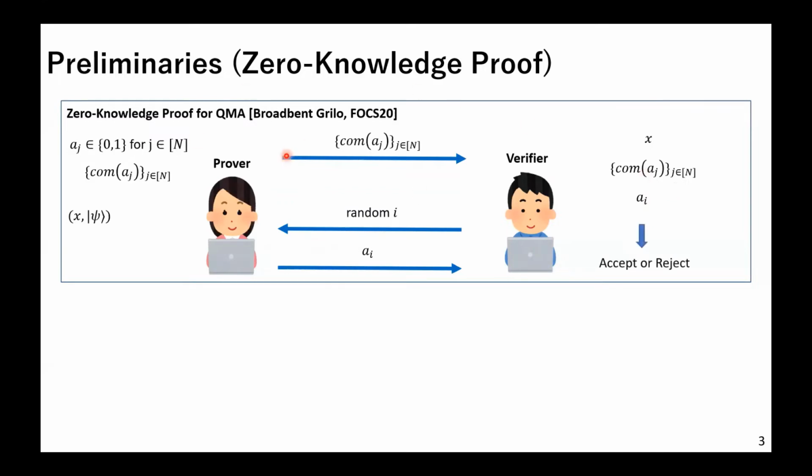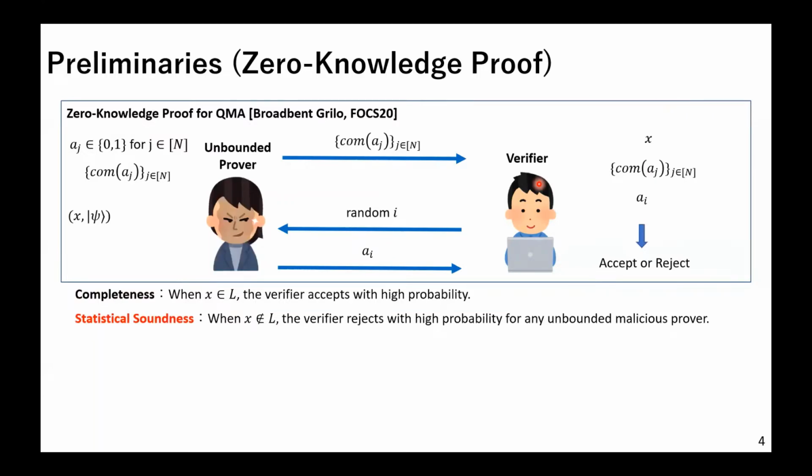Their construction satisfies the following three properties. The first property is completeness. This guarantees that when the protocol is executed honestly and the instance X is a yes instance, the verifier accepts with a high probability. And the second property is statistical soundness. This guarantees that when the instance X is a no instance, the verifier rejects with high probability for any unbounded malicious prover that tries to make the verifier accept.